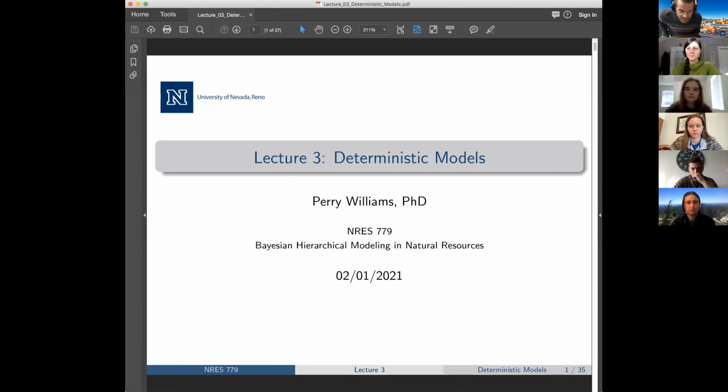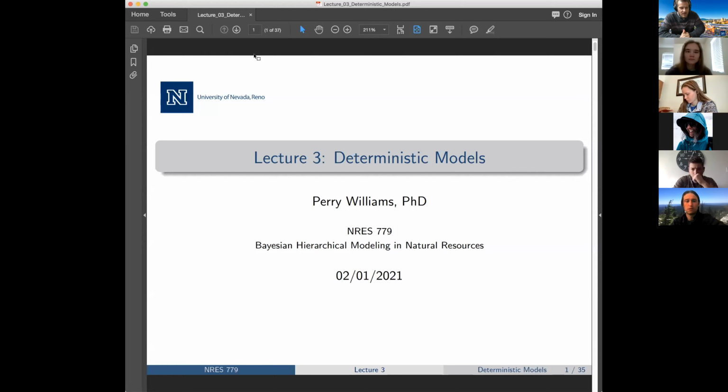So today we're talking about deterministic models. Deterministic models are going to be an important part of developing our hierarchical models. When we talk about hierarchical models, there's usually 3 components. There are data models, which describe uncertainty in the parameters that we're discussing. There are process models, and these process models are usually where these deterministic models fit in. They describe some underlying ecological process that we're interested in learning about.